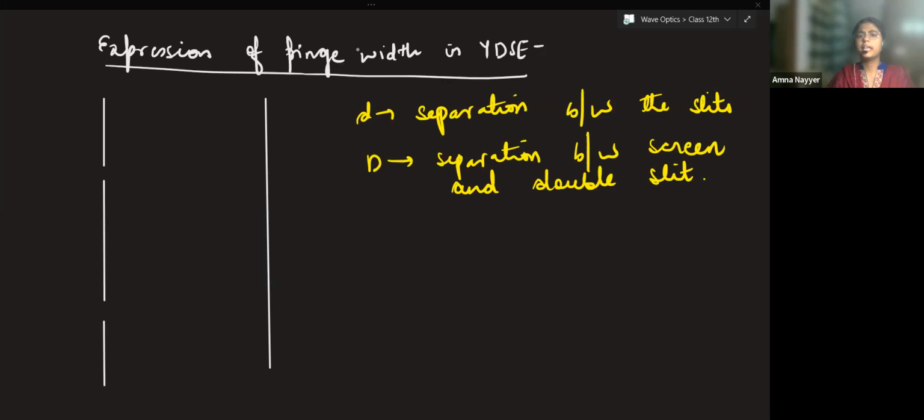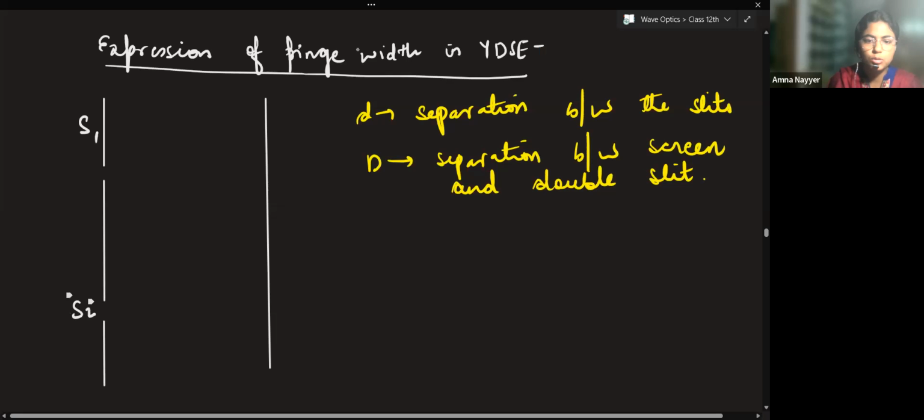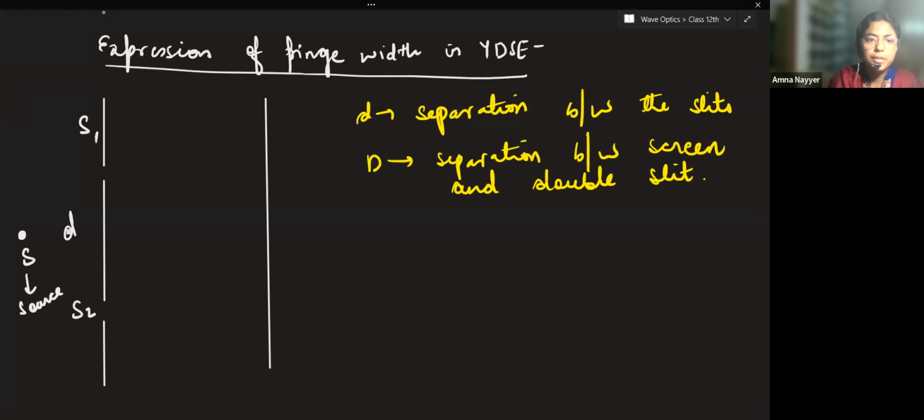So see, now again, Young's double slit experiment is there. So double slit I have taken. This is source 1, this is source 2. Slit 1, slit 2, sorry. And here is the main source. And these are the slits. Let's say that this separation between both the slits is small d.